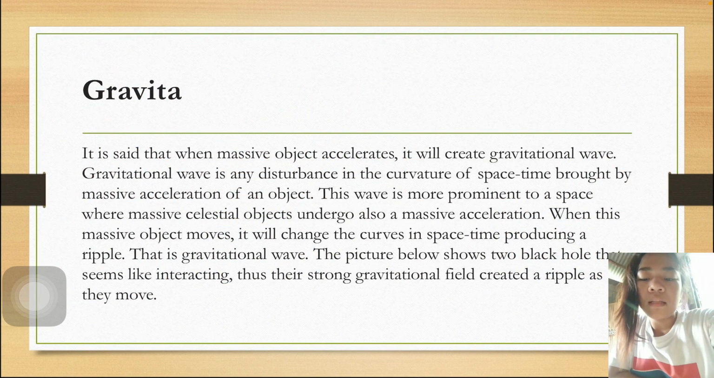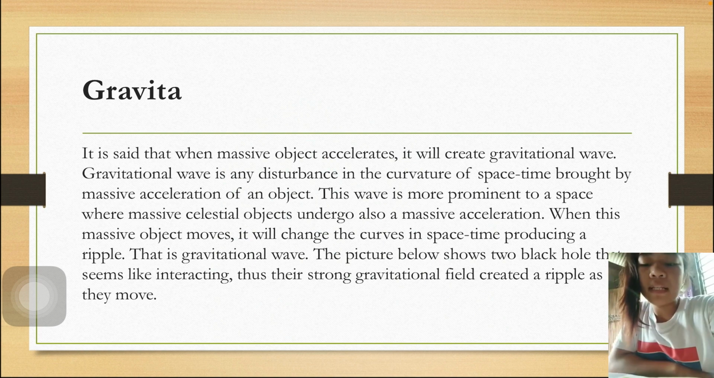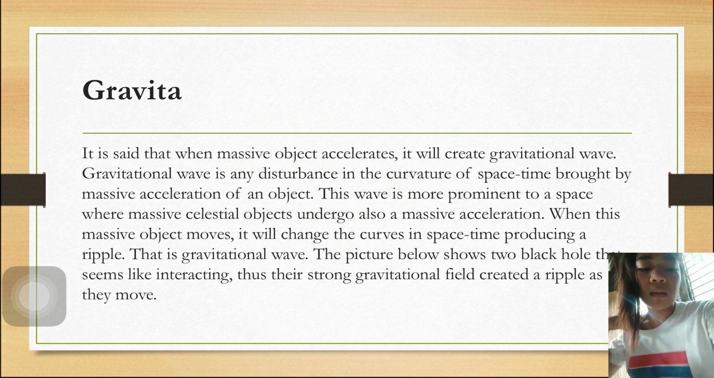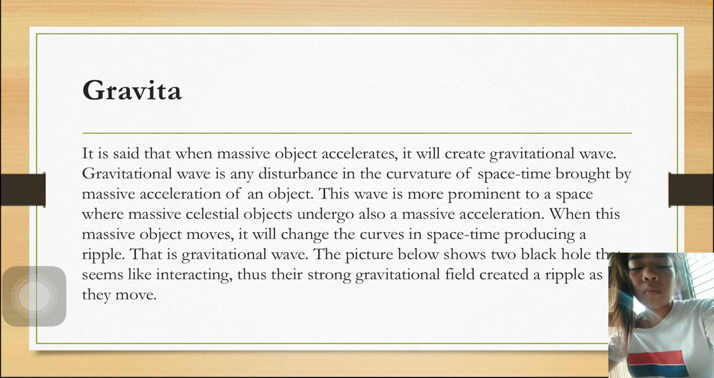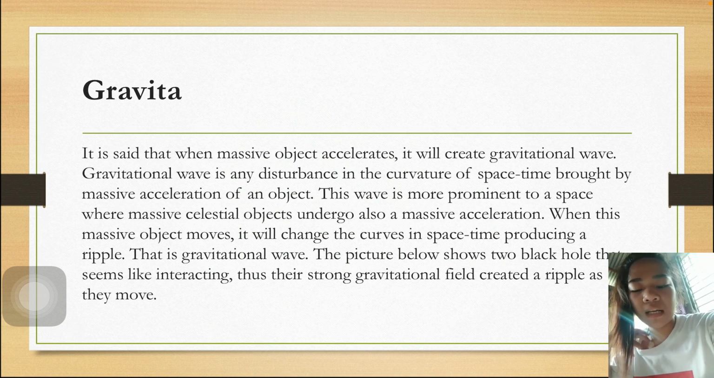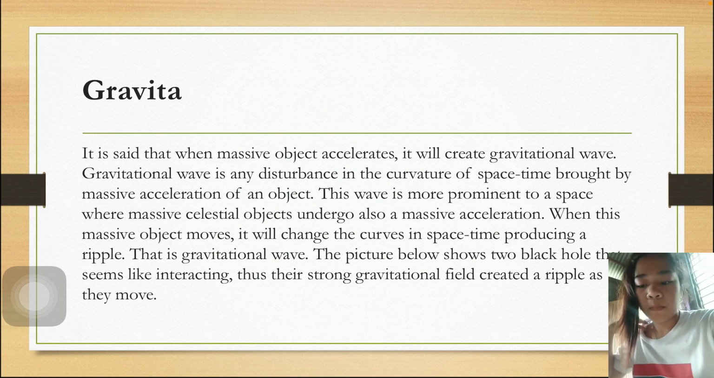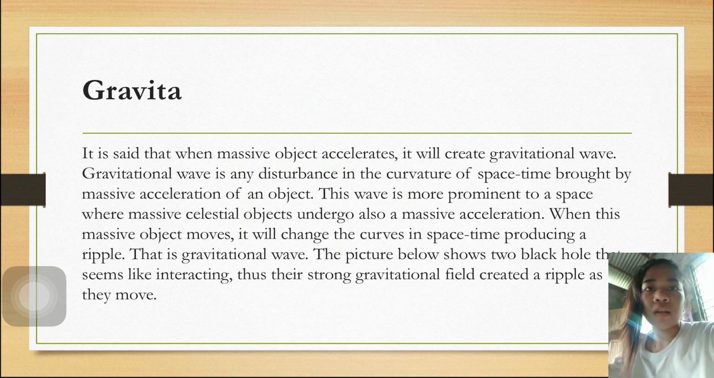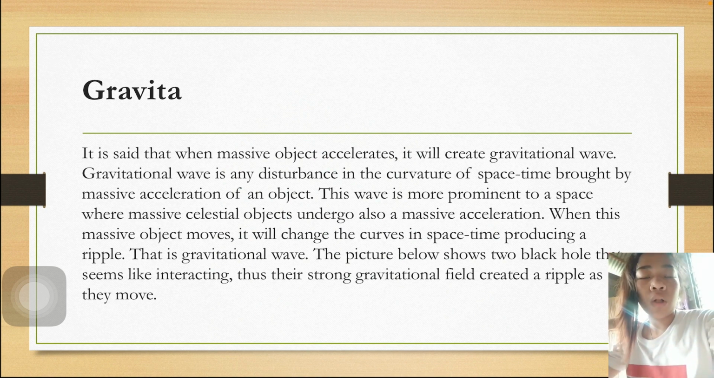Gravitational waves. Dito naman, sinasabing kapag bumilis ang napakalaking bagay, lilikha ito ng gravitational wave. Ang gravitational wave ay any disturbance sa coordinates ng space-time na dala ng napakalaking acceleration ng isang bagay. When this massive object moves, it will change the curve in space-time, producing a ripple. That's called gravitational wave.